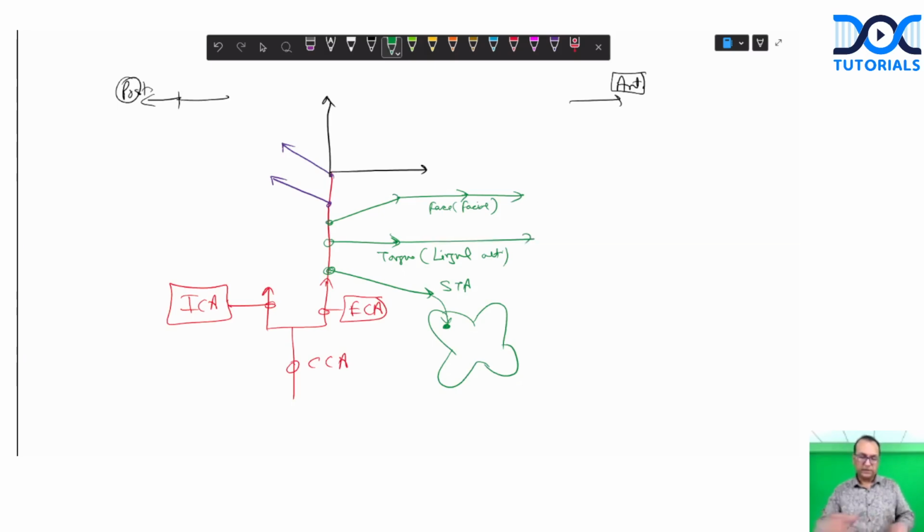So as you can see, the 3 anterior branches from the external carotid artery: one is supplying the thyroid gland, so superior thyroid artery. One is supplying the tongue, so lingual artery. One is supplying the face, so facial artery. 3 anterior branches. What about the 2 posterior branches? One is going to the occipital bone, so occipital artery. And the other one is going behind the ear, so posterior auricular artery.